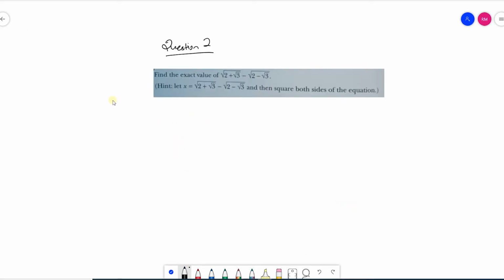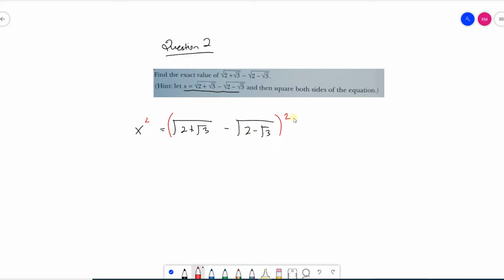Now, let's look at question number 2. Find the exact value of square root of 2 plus surd 3 minus square root of 2 minus surd 3. And they even gave us a hint, where they're asking us to let x be equal to the one that we want to find, and then square both sides of the equation. Okay, let's try it out. Alright. So x equals square root of 2 plus surd 3 minus square root of 2 minus surd 3, and they're asking us to square both sides. Alright, so let's square both sides.